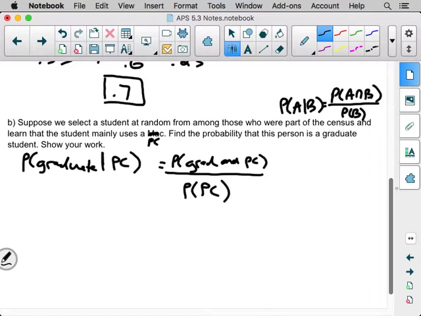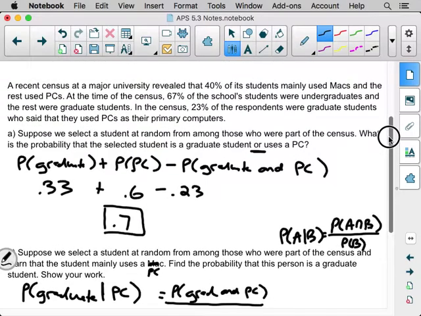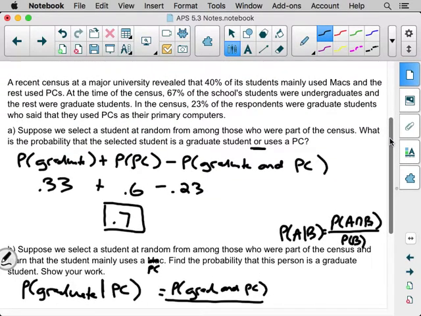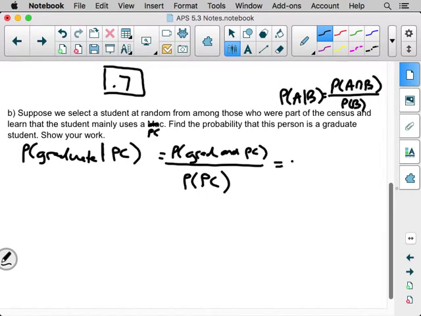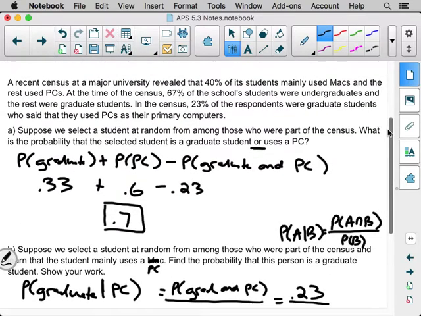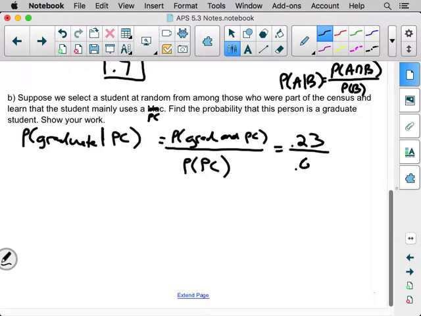Okay, so going back and looking at the context, now I know the formula, I've written the formula out. What's the probability someone is a grad student and uses a PC? That's the first thing I need. What's that probability? 0.23. Probability that they use a PC. What's the probability that they use a PC again? 0.6, right? It was the opposite of this. And where did I set my calculator? 0.38333.